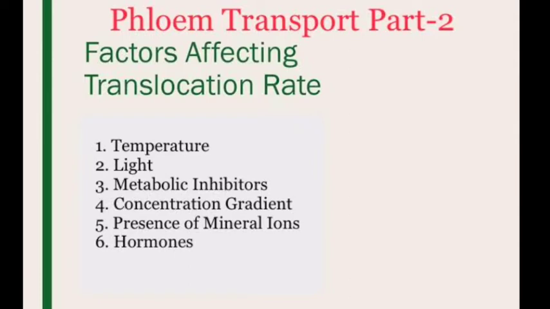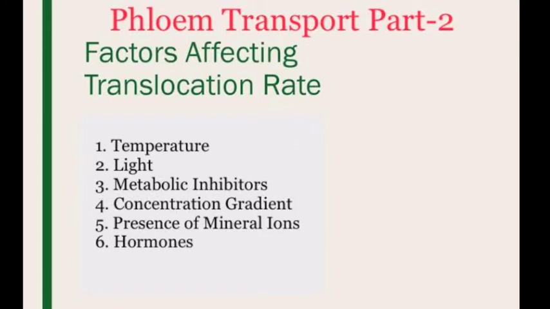Next is light. As we know, the assimilation of carbon dioxide increases as light intensity increases. The root shoot dry weight ratio increases with increase in light intensity, thereby indicating that translocation to the root as compared to the shoot becomes greater with light intensity.